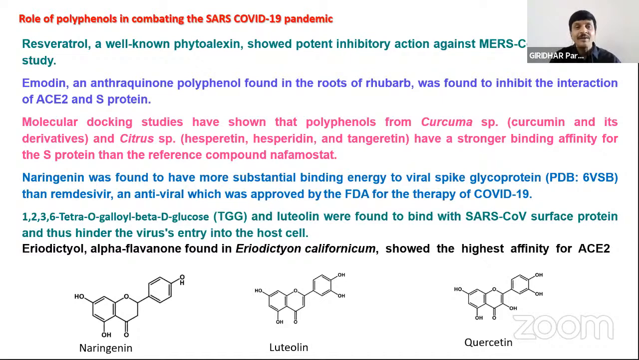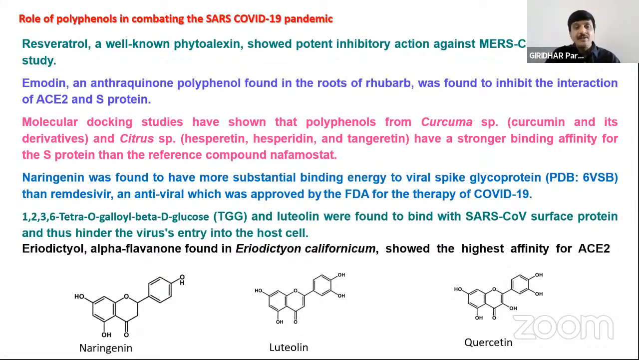Do you know how much it will be? 8 milligrams of resveratrol will be there in this groundnut brown layer. So don't throw that away; eat that also. Emodin, an anthraquinone or polyphenol found in the roots of rhubarb and other things, like curcumin, as I mentioned. Citrus species contain tangeretin, naringin, hesperidin. These are also reported to be very effective against the S protein of this virus particle. Especially naringin has already been recommended by the FDA for therapy in the USA, with its origin from the citrus species.